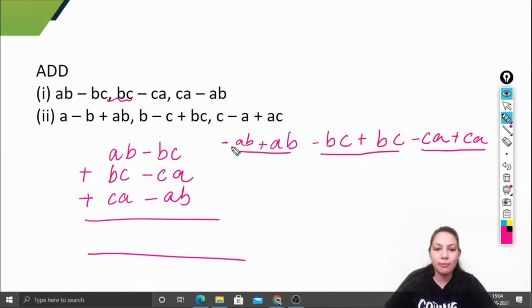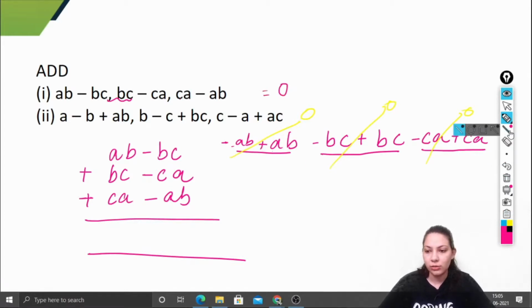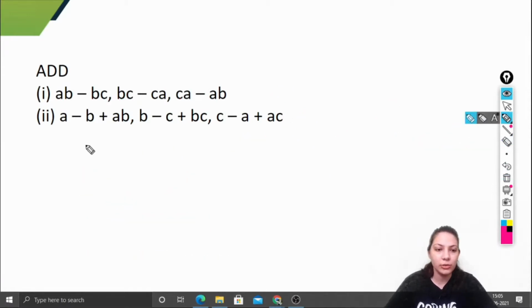Now you can see minus plus, this will cancel out to 0. This minus plus, this will cancel out to 0. Minus plus again cancel out to 0. So what will be the final answer of this question? It will result as 0. So you have to just look out the like terms and then you have to solve it accordingly. Let us do the second part.